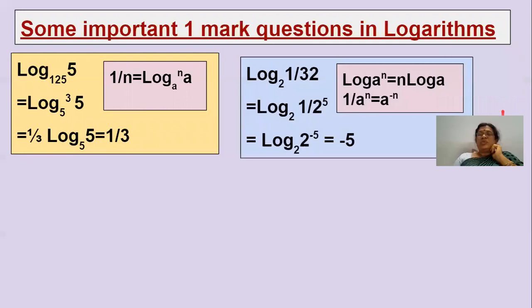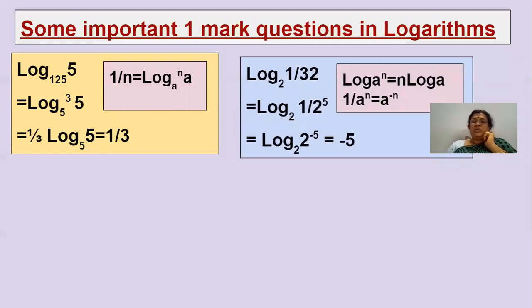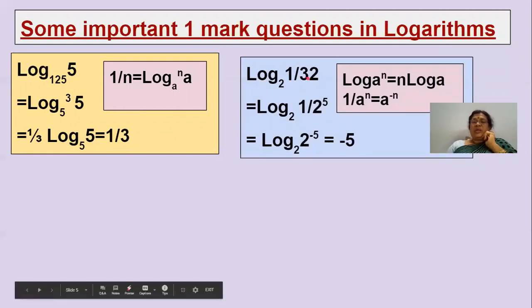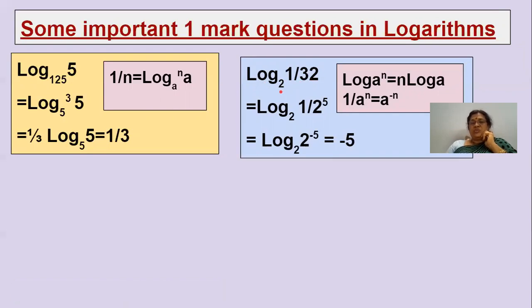See here, this is one more problem. Log 1 by 32 to the base 2. 32 means you have to write in an exponential form, like 2 to the power of 5. So 2 to the power of 5 is in the denominator. See, look at this formula. A to the power of n is in the denominator. When you bring this one to the numerator, the power will become minus. So here also you'll get the power as minus 5.